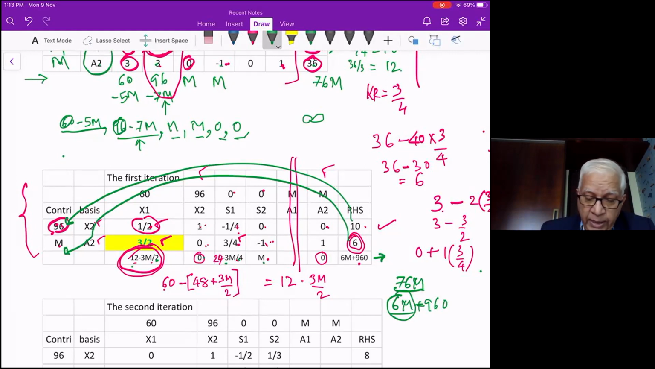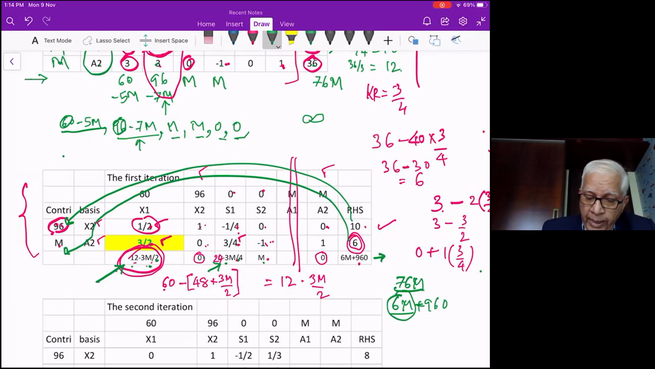So this is not to be read. Is there any negative number? Yes, there are two negative numbers. What are the negative numbers? 12 minus 3M by 2 and 24 minus 3M by 4. Which of them is more negative? Look at the coefficient of M: 3 by 2 here and 3 by 4 here. So obviously this is the highest value. Therefore 12 minus 3M by 2.